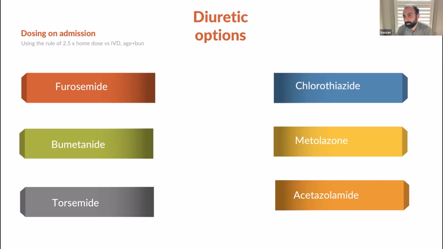IV drip is my favorite, especially in a new naive patient. Somebody needs 80 of Lasix, means it's 80 TID. An 80 TID is 240, which means a drip at 10. I prefer this because I can stop it whenever I want. I can change it whenever I want.